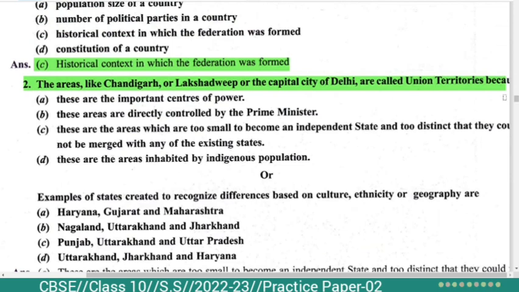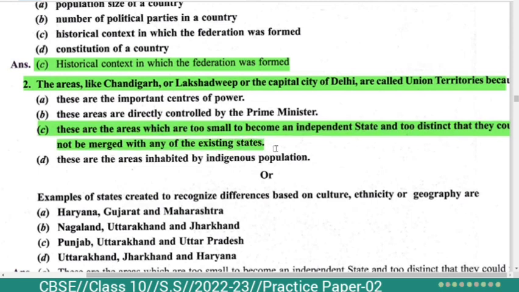Here the correct answer is option C, that is these are the areas which are too small to become an independent state and too distinct that they could not be merged with any of the existing states.